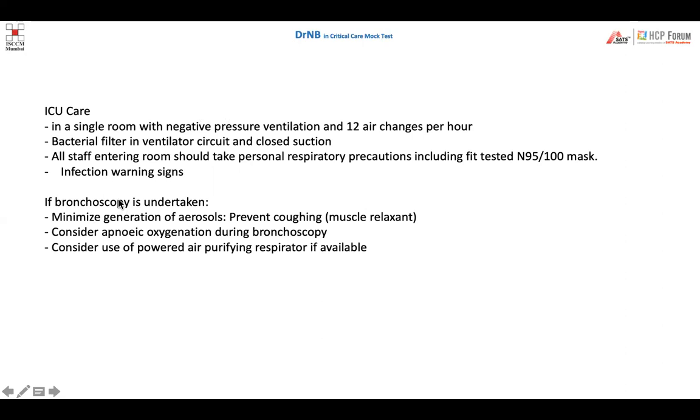If bronchoscopy is undertaken, then we should minimize the generation of aerosols. So the patient should be paralyzed so that coughing is prevented. Apneic oxygenation during bronchoscopy should be preferred, and consider use of a powered air purifying respirator if available.